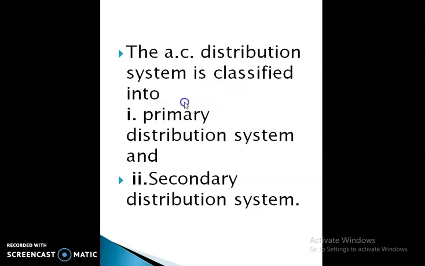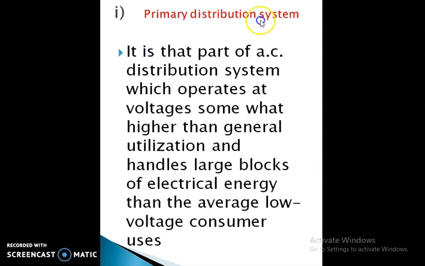The AC distribution system is classified into the first, the primary distribution system, and the second, the secondary distribution system. So let us come to the first, the primary distribution system.